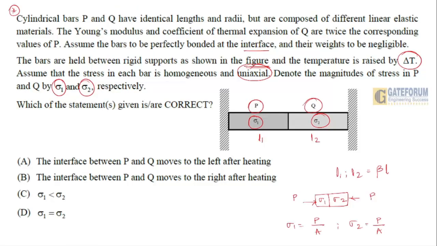So obviously, what happens to the given answer here? The interface between P and Q, what happens? It is going to move towards the left after heating. That will be one wrong answer. I mean, he's asking which statements are correct. And one more thing, sigma 1 will be equal to sigma 2. That is, A and D will be the right answers for the given question here. Got it?